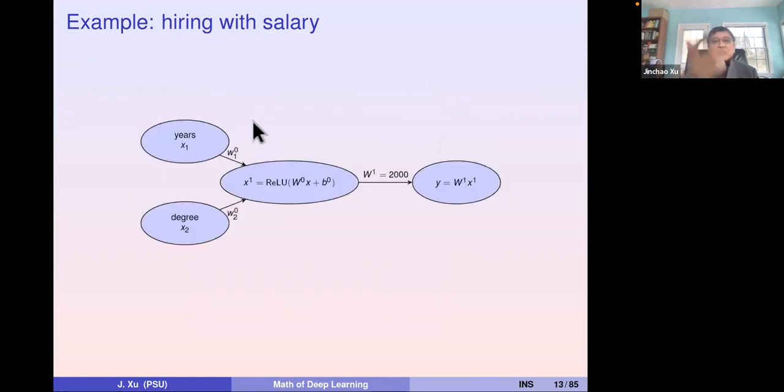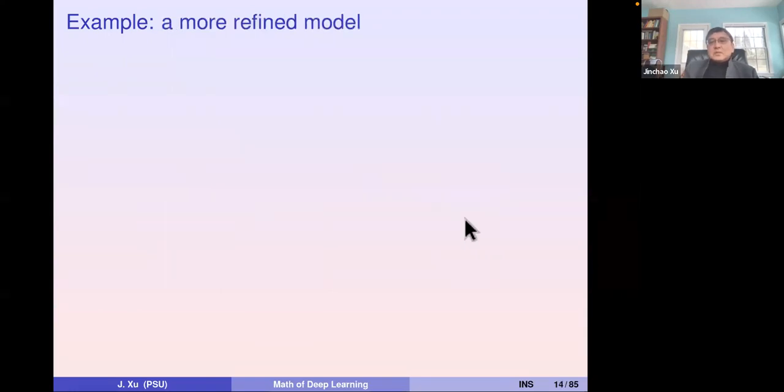Again, computer scientists usually like to draw a plot like this. You have the years, degrees, then you put some weights, you take the ReLU, you take another layer, so you get the decision, the output. This is called input, this is output.